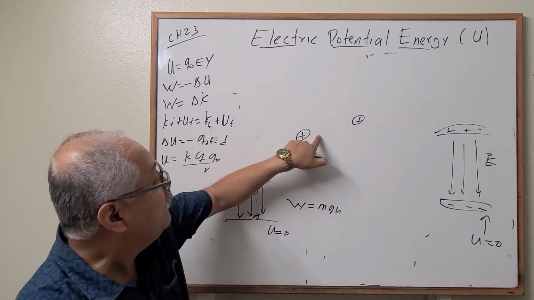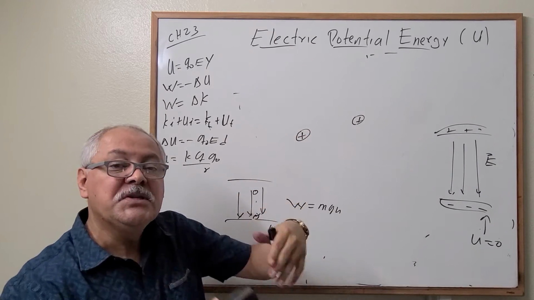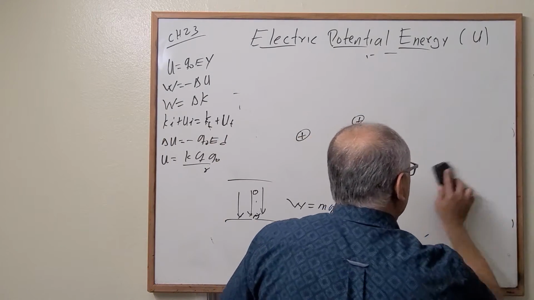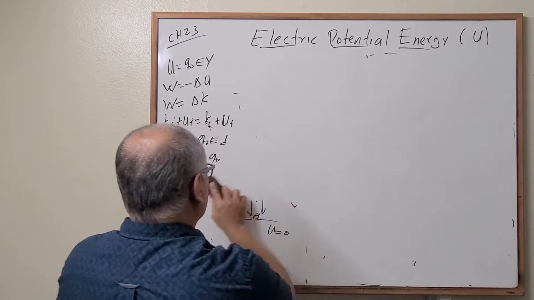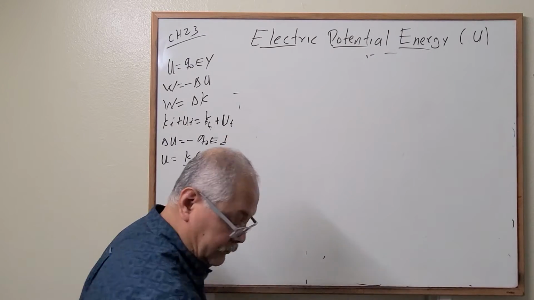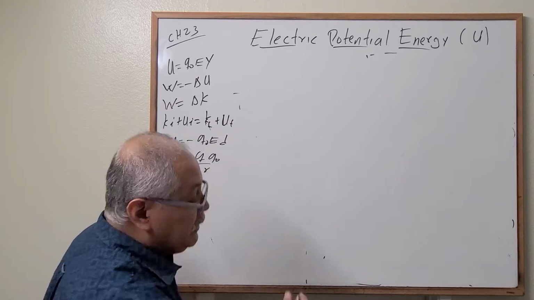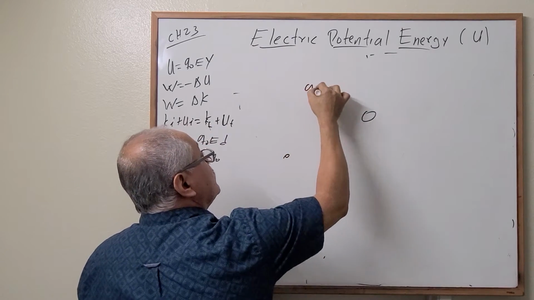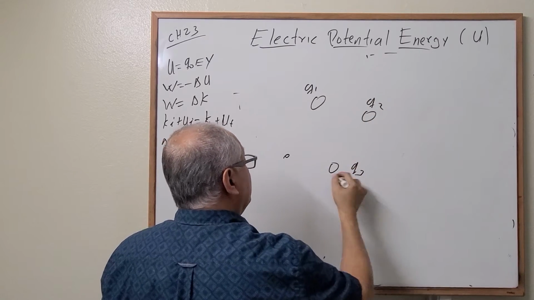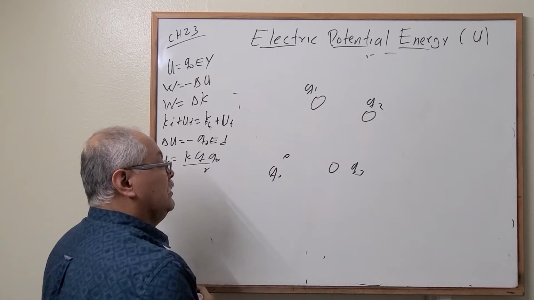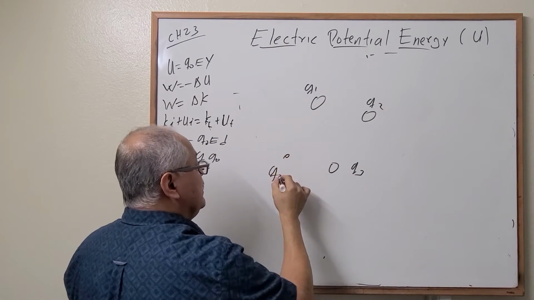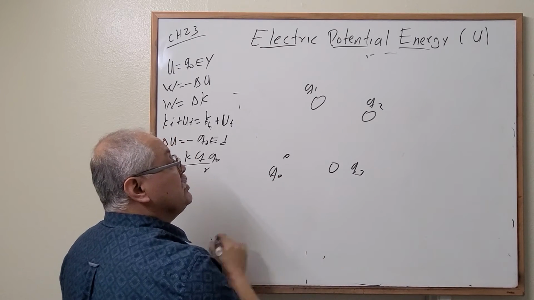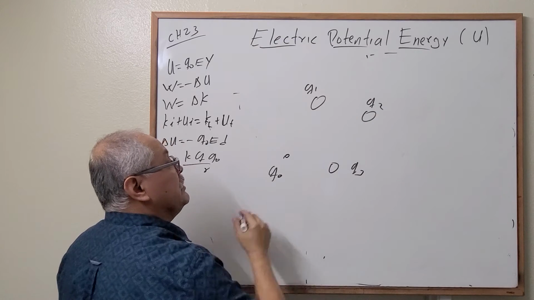We found it only for 1 point charge, 2 point charges. Now what happens if we have several point charges? Let's do it for several point charges. Let's say we have different charges right here. This is Q1, Q2, Q3, and this is my test charge. What should be the potential energy registered by this charge due to this configuration?